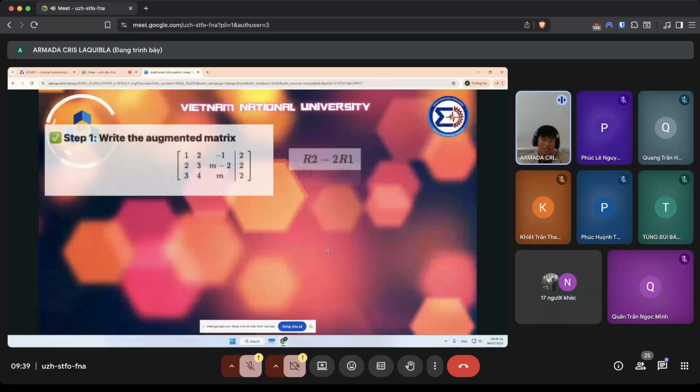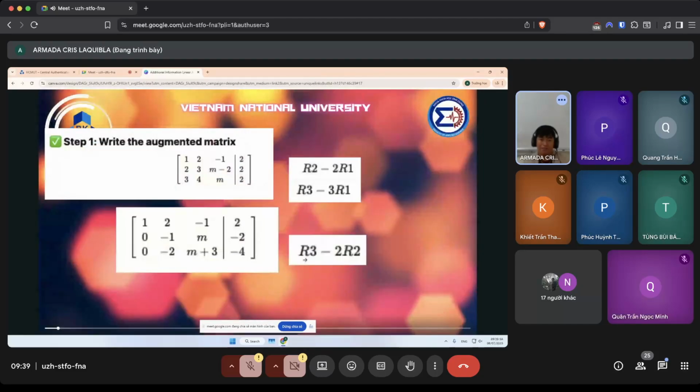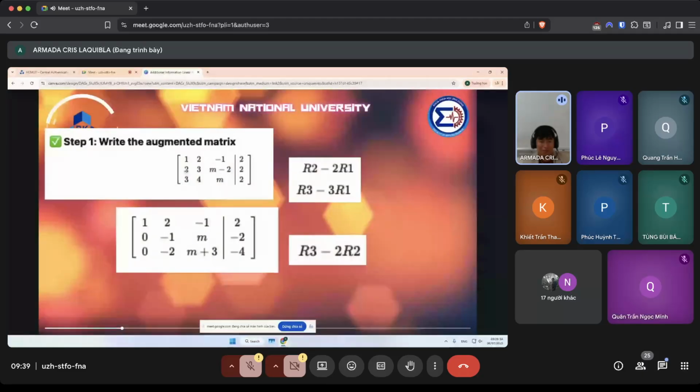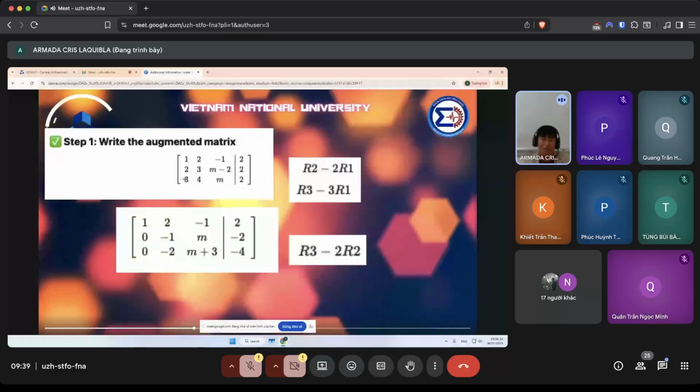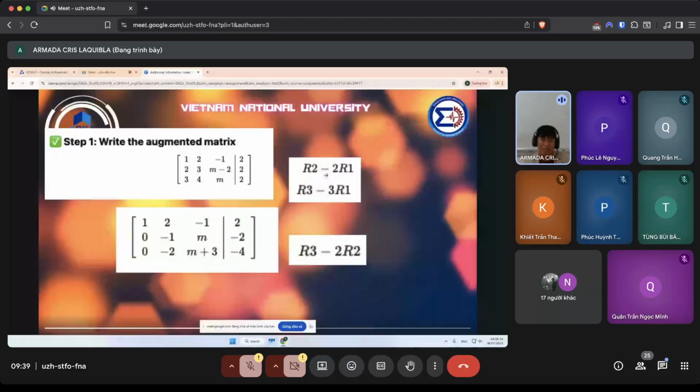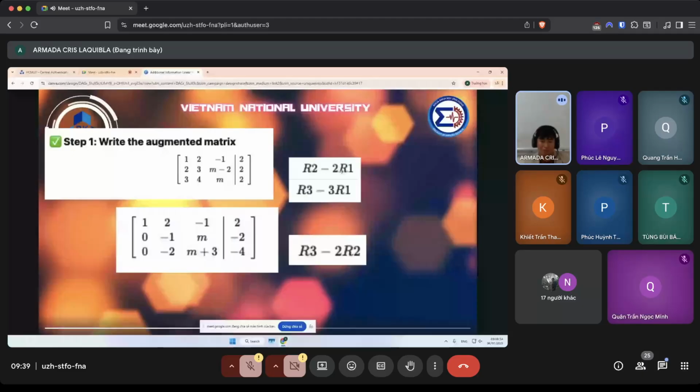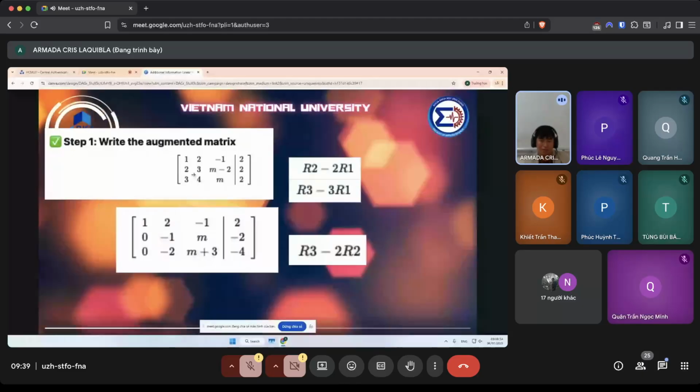Please remember that one. Okay, so get the numbers. Now apply this. What we are going to do is make this 0 and 0 here, correct? The 2 and 3 here. So we have R2 minus 2R1, and then R3 is minus 3R1. This is row 1, and row 2, row 3.